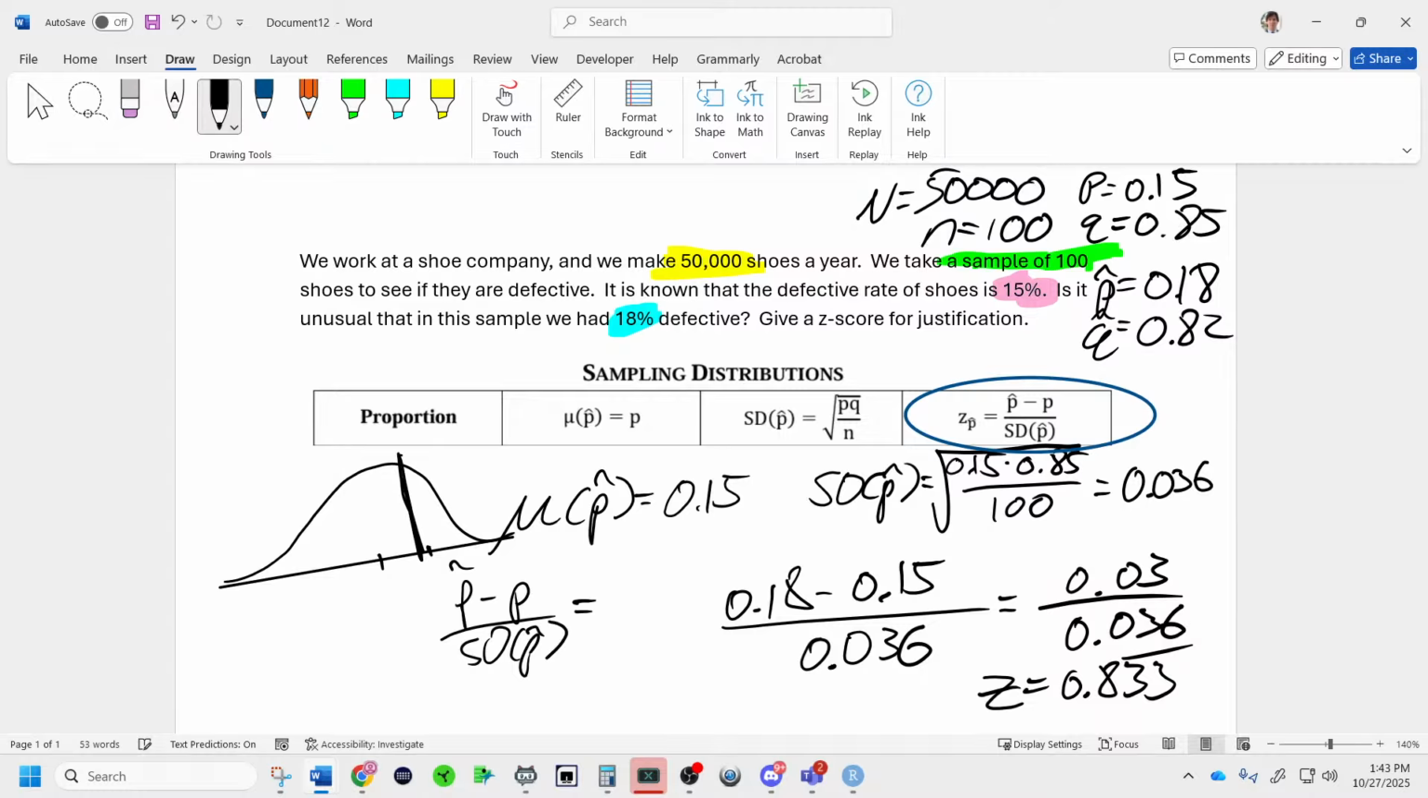So that's about 20% of the curve, which means it's pretty usual. It's not an unusual occurrence. We can go over to the apps and get the exact answer. You would not do that on the test, but you would say a z-score of 0.833 is not unusual.